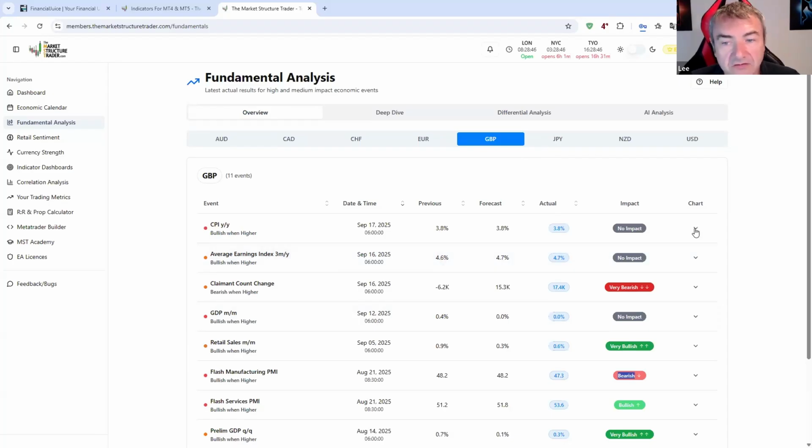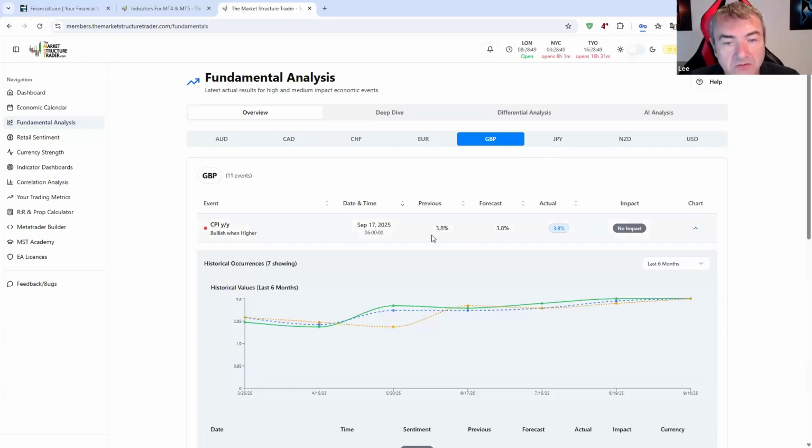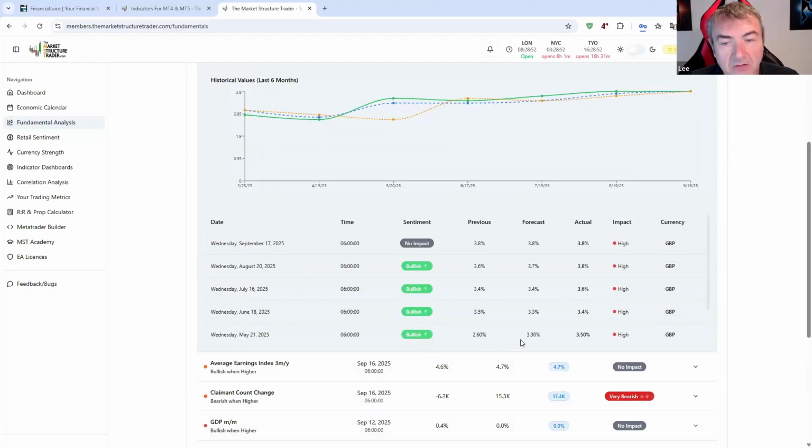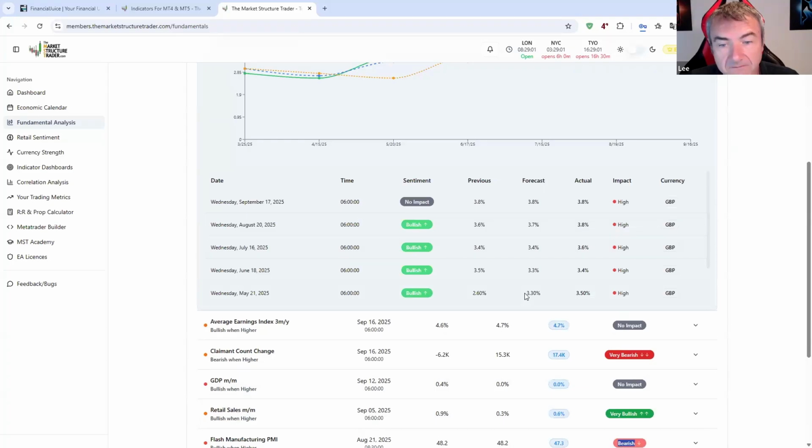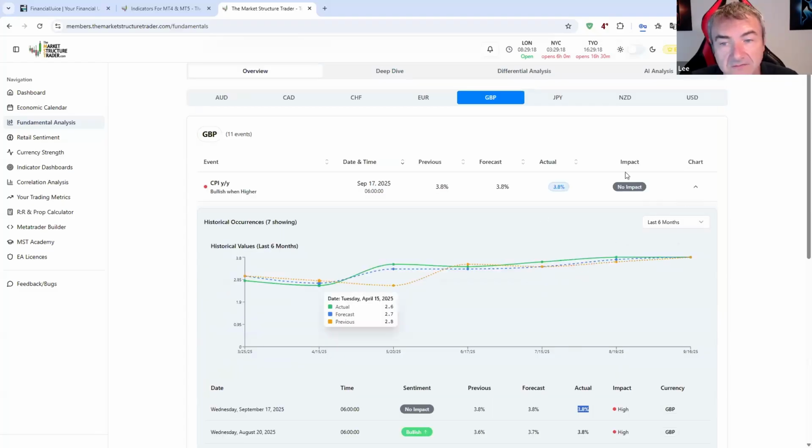So you can also expand these out and look at what the most recent CPI releases have been. So you can see that in the pound, in the UK, for example, recently our CPI numbers have been bullish, bullish, bullish, bullish. So we've been forecasting something and we've been getting higher numbers, forecasting higher, higher, higher, forecasting the same. So CPI has been going up. Therefore, there's more chance that we will not drop those interest rates because inflation is going higher. So you can analyze each individual one.